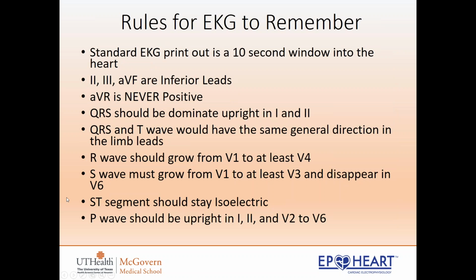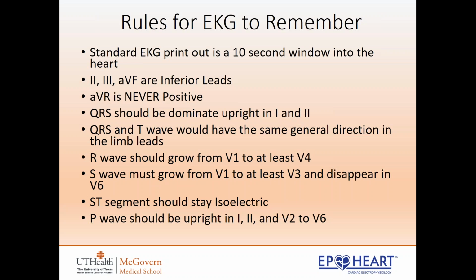So, basic rules to remember for your EKG. It's a standard 10-second printout. 2, 3 and AVF are inferior. AVR should never be positive. You can remember that. It should never be positive. If it is, then we definitely have some sort of axis deviation going on. QRS should be dominant and upright in leads 1 and 2.